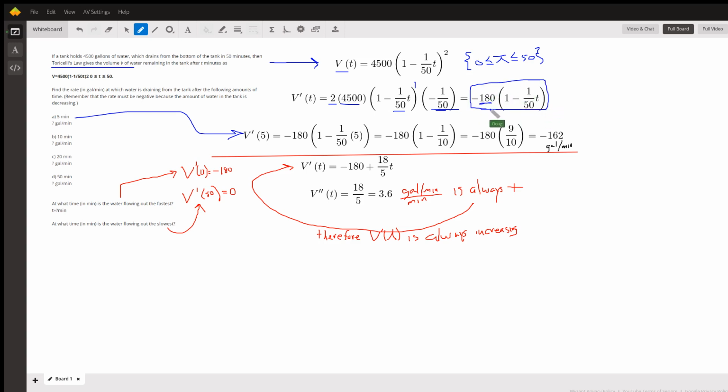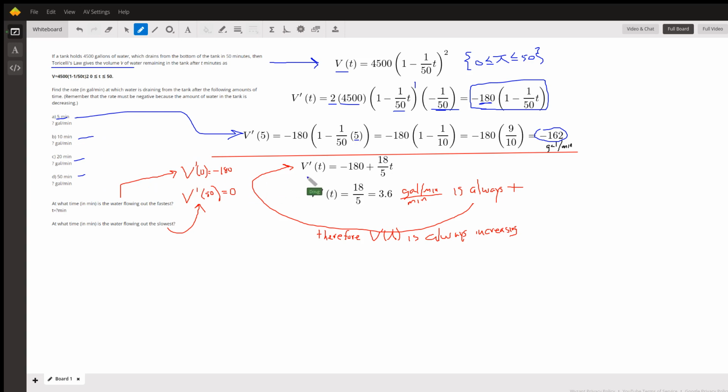So if we plug in values for t, we'll find out how fast the water is draining at that given point in time. So if we put 5 in for t, like I did right here, this is 1 minus a tenth, which is 9/10, and 9/10 times negative 180 is negative 162 gallons per minute. Okay, you can plug in 10, 20, and 50 to get the rates that the volume is changing at those points in time.